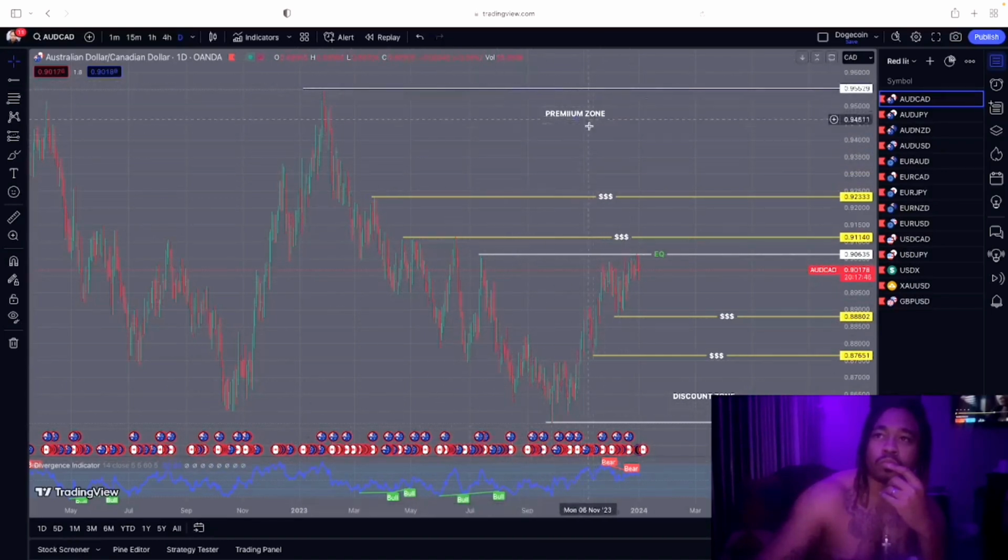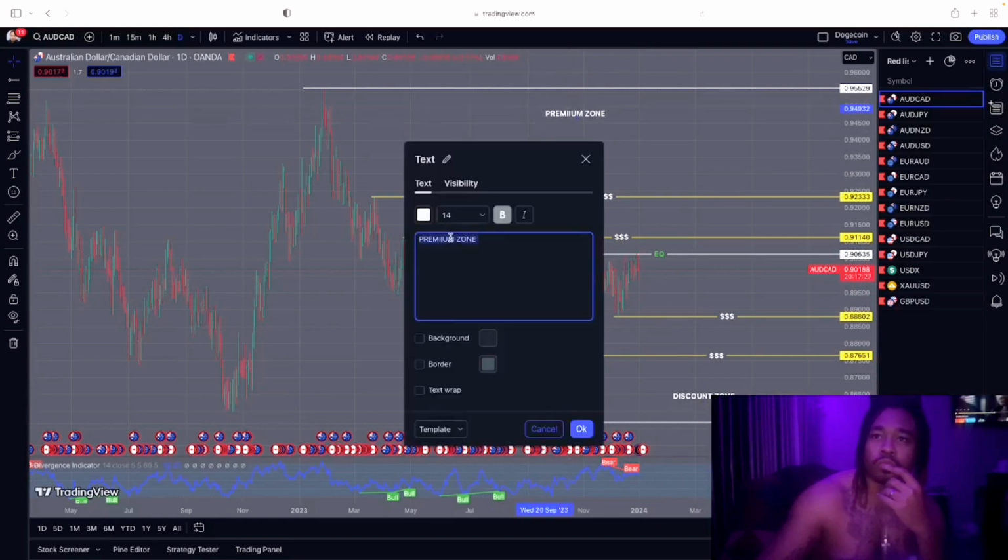I got my premium zone marked out, my discount zone. If you don't know what premium and discount is, do your research. That's my equilibrium line right there. It's basically the 50%. Premium is where I'm looking for sells. Discount is where I'm looking for buys.